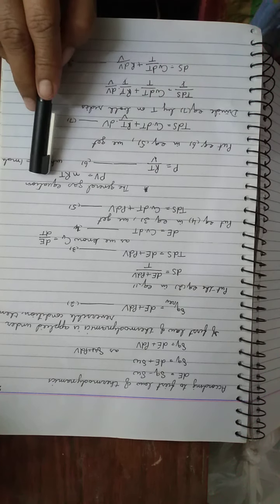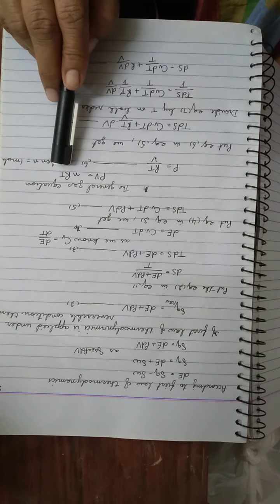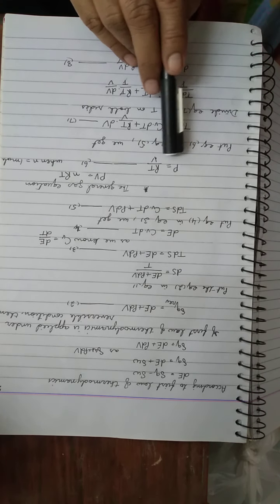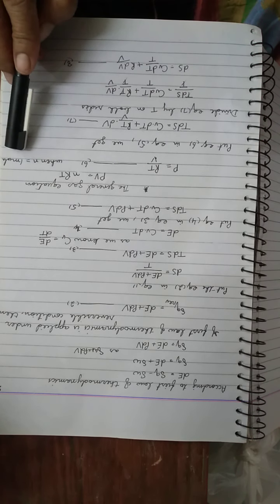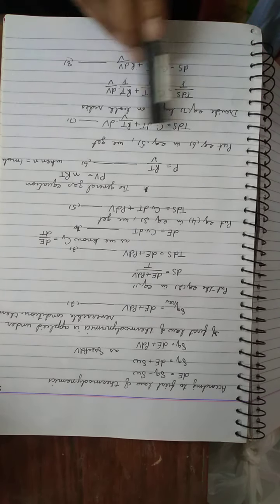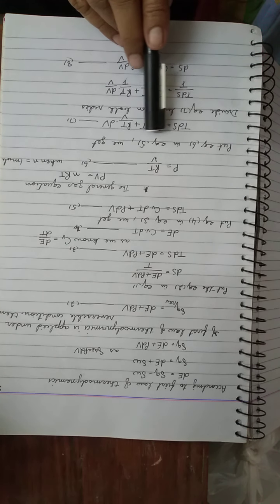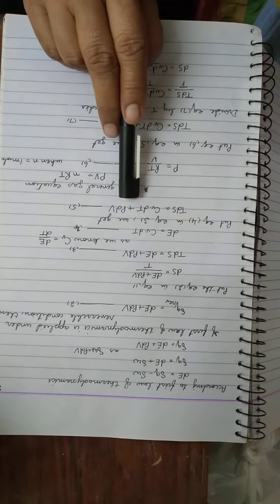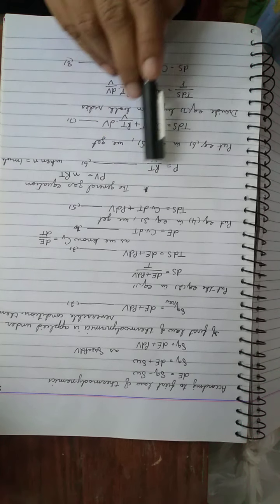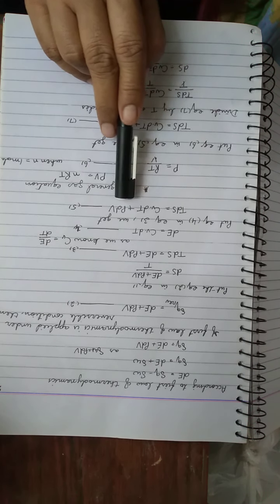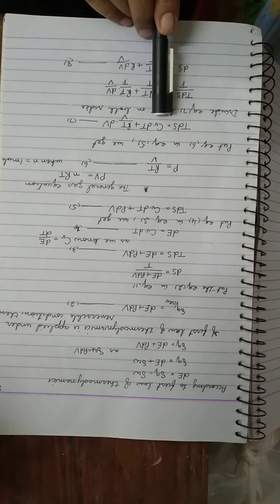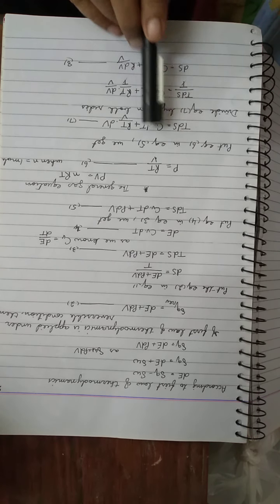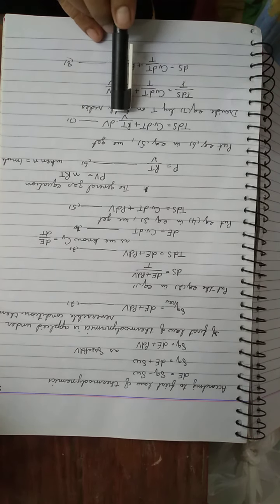The general gas equation is PV is equal to nRT. It will become P is equal to RT by V when n is equal to 1 mole. Put equation number 6 in equation number 5. Put the value of P here in equation number 5. TdS is equal to Cv dT plus RT by V into dV.